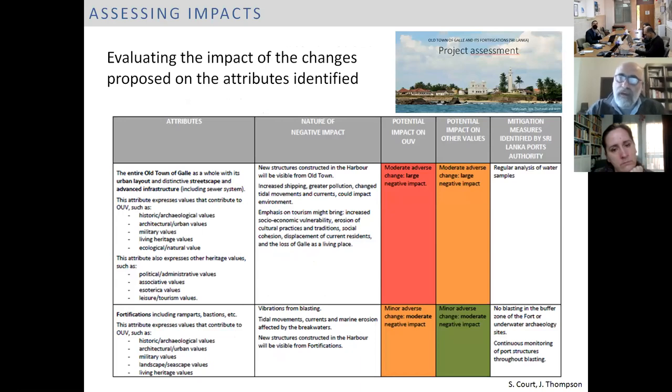I will underline a practical example we have seen for the Galle HIA. This is the final summary of our evaluation, starting from the attributes, highlighting each piece, each component of the values. We describe the nature of the negative impact, and we highlight whether or not there is a potential impact on OUV or on other values, and in this case we also add mitigation measures because this is a summary at the very last part of the report.